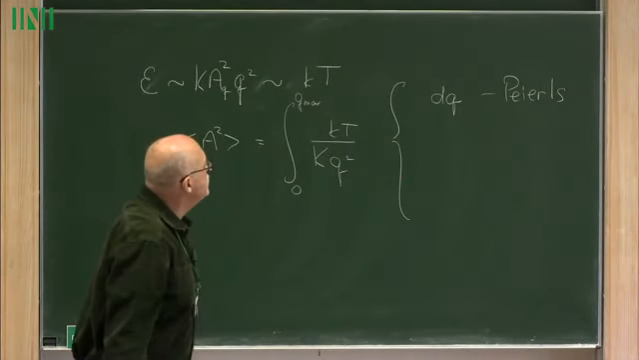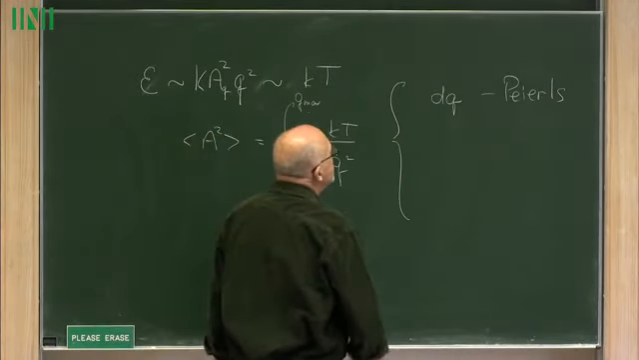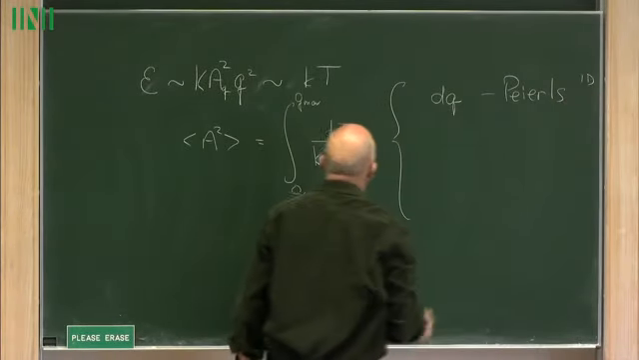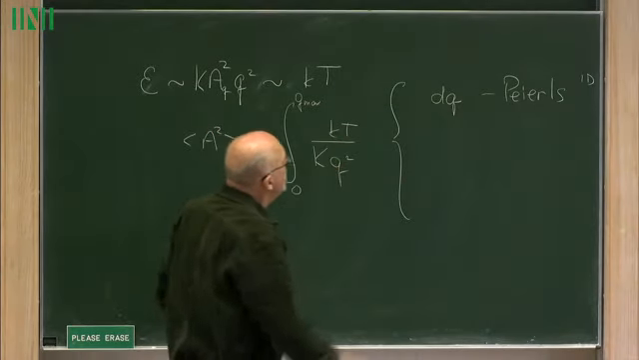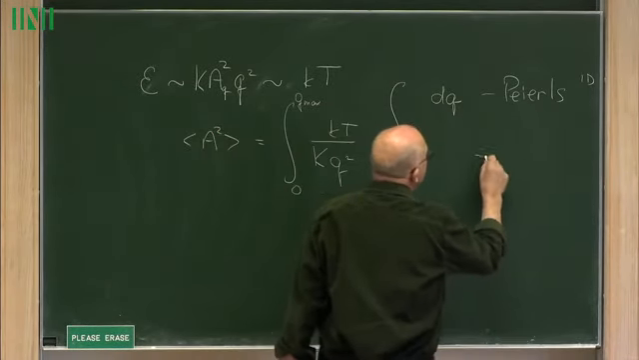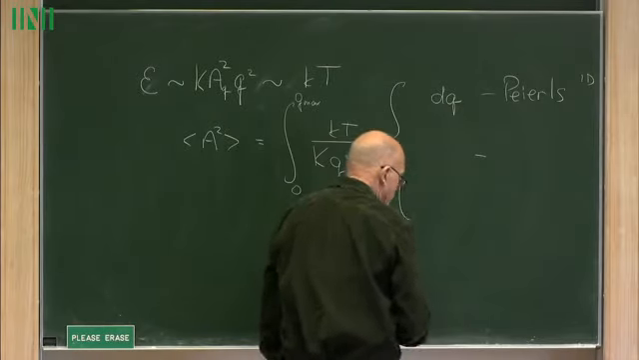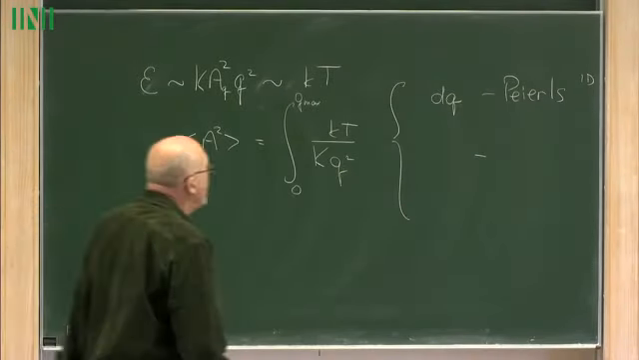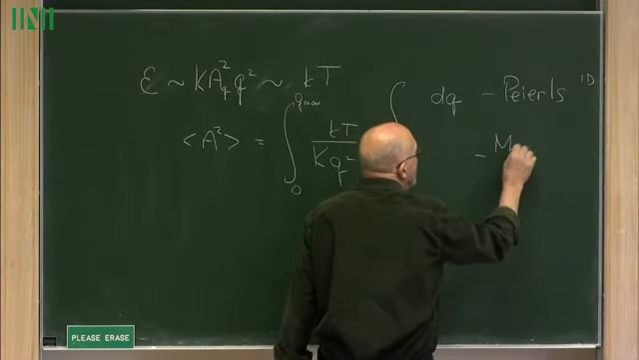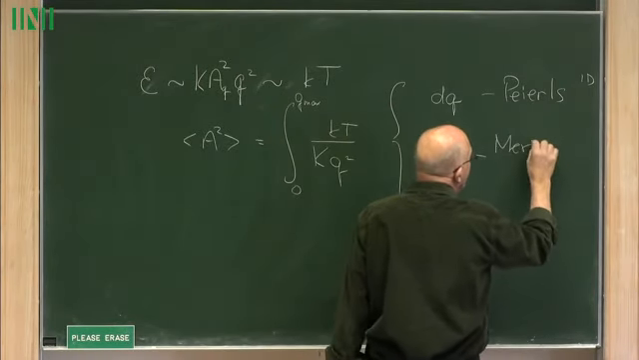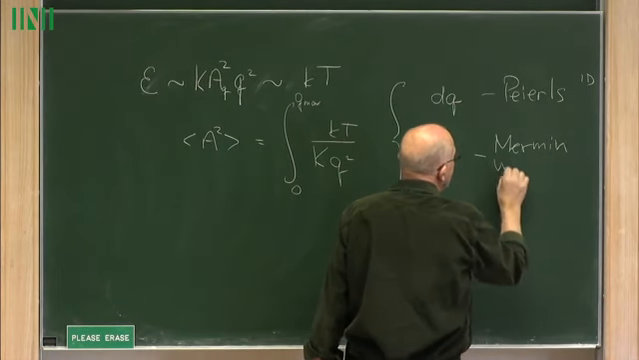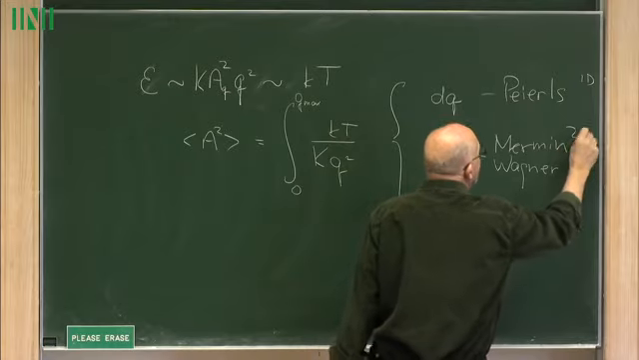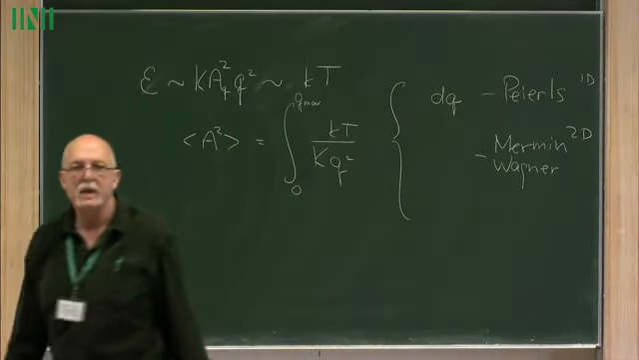And so this is in 1D, and in 2D we have q dq, and we get a logarithmic instability, and that's the Mermin-Wagner, Hohenberg, who did it differently. And so this is a logarithmic divergence, so this is much weaker.